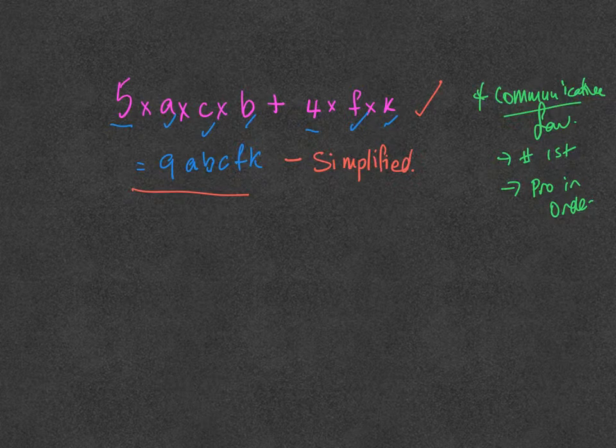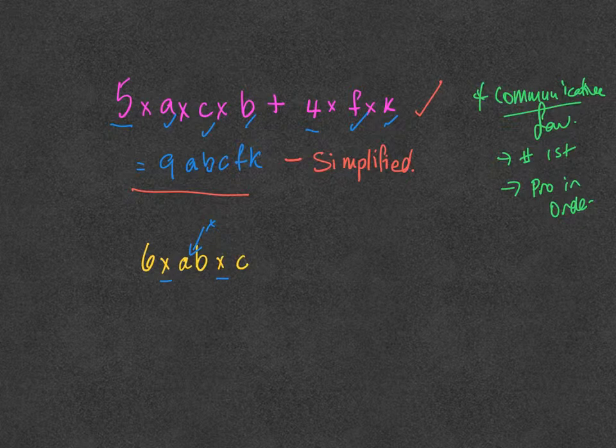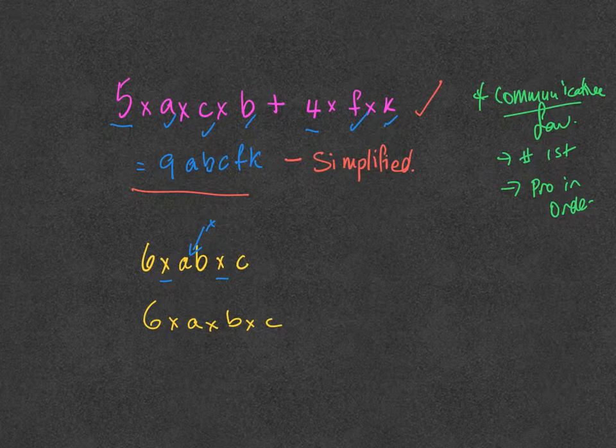Okay, let's have another go at another one. Let's say we have 6 times AB times C. Now remember, we've got a bit of both here. We've got our multiplication here, but don't forget there's also a secret one here just to trick you. So if we were to write this out in expanded form, it would actually be 6 times A times B times C. But in this case we can just jump straight to 6ABC.